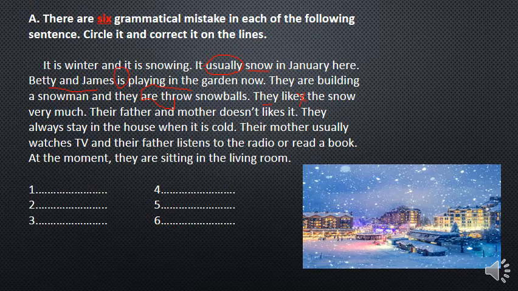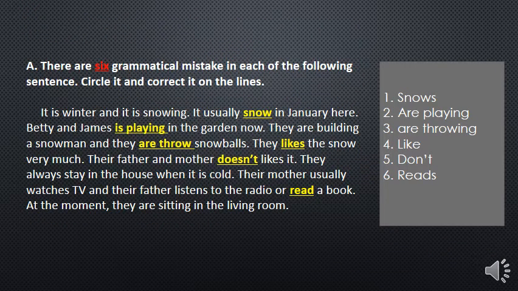Their mother usually watches TV and their father listens to the radio or read a book. Since we said here listens, so we have to continue. It means this verb refers to the father, so reads a book. At the moment they are sitting in the living room. So these are the 6 mistakes. Check them. So snow is playing, or snow is doesn't likes, and read. I corrected them also in the box.